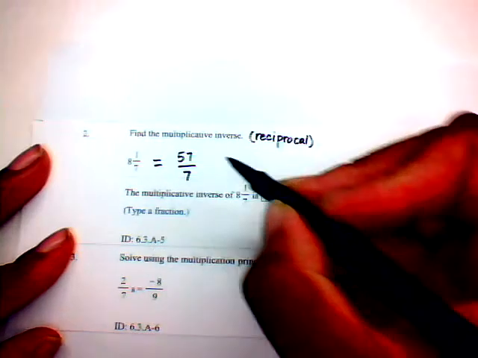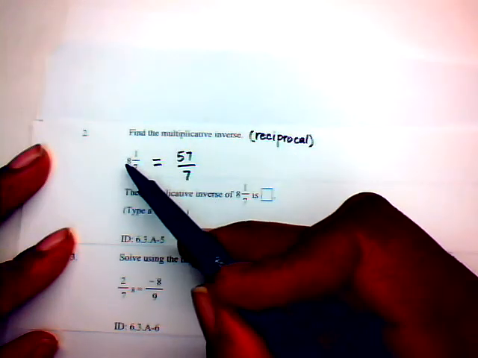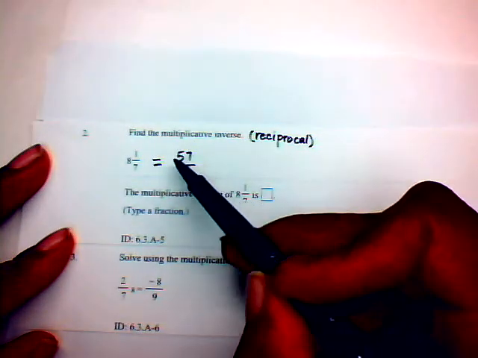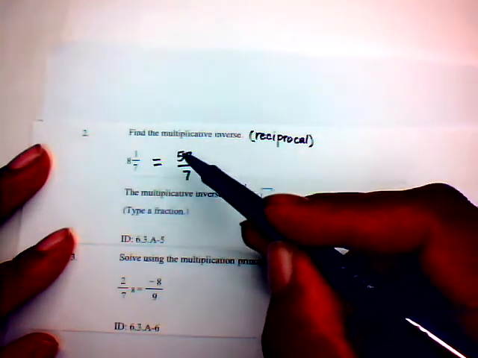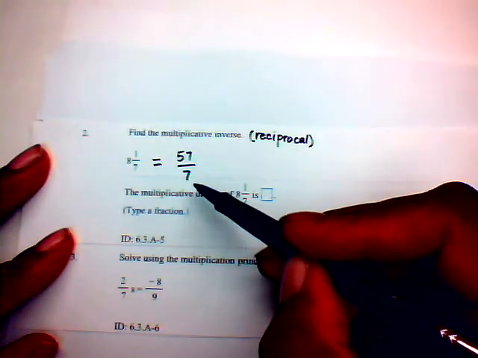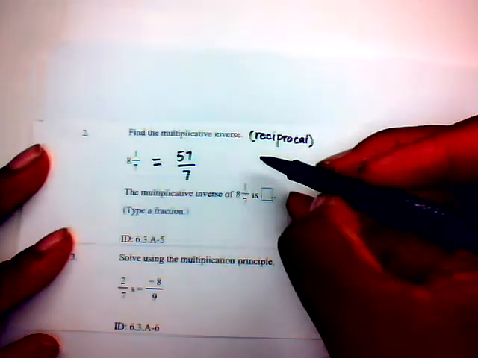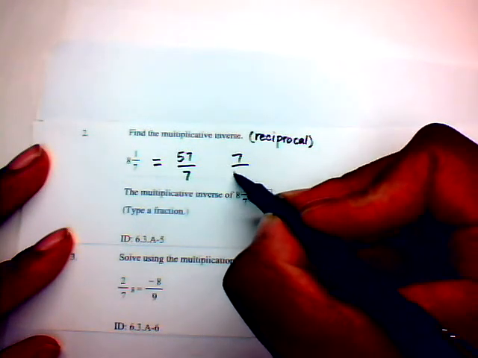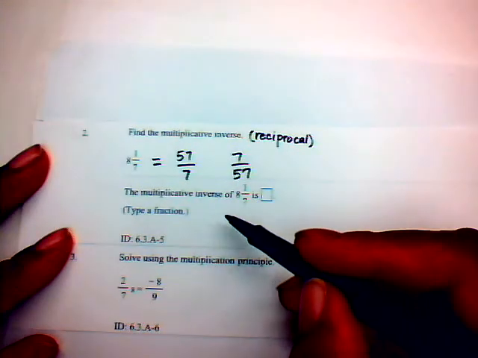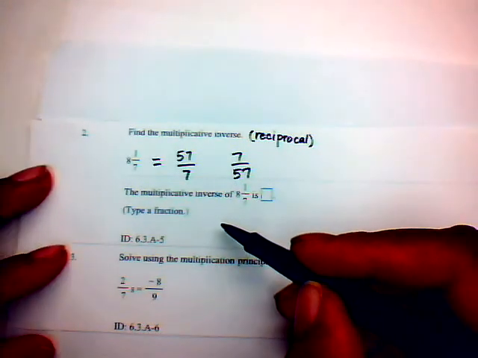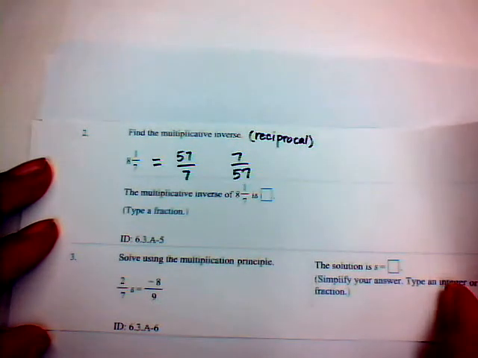Over 7. Because we multiply the denominator times the whole number and then add the numerator to get our numerator over that denominator, which is 7. Now, the reciprocal of 57 over 7, we just flip this over, invert. So it'll be 7 over 57. So the multiplicative inverse, or the reciprocal of 8 and 1/7, would be 7 over 57.